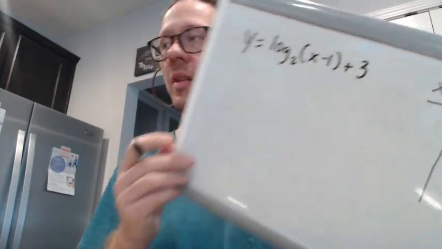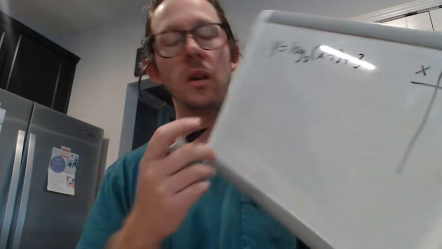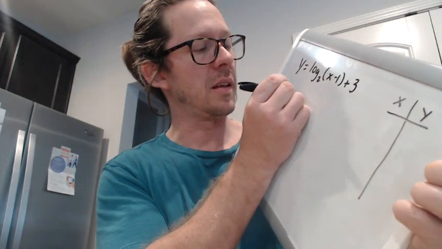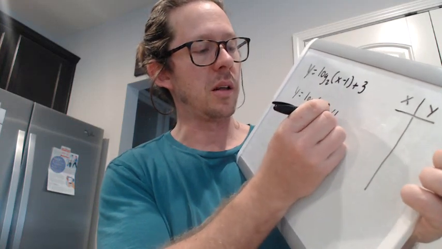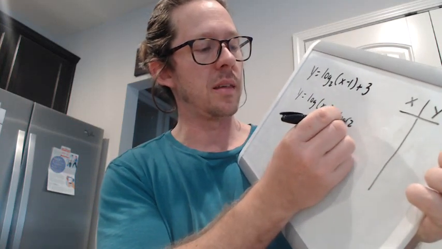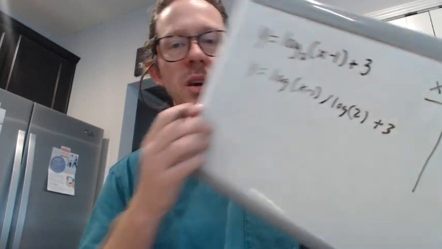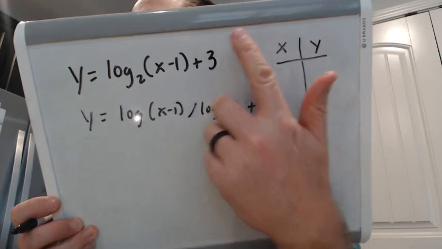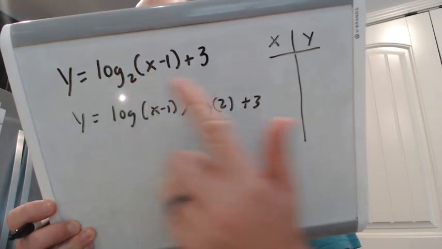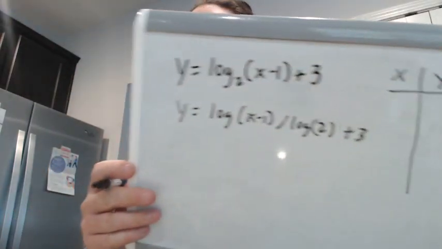First off, if you wanted to put this in your calculator, you'd have to do something like this. You'd have to say y equals log of the big part divided by log of the base plus 3. Remember, change of base says you got to do log of the big one over log of the small one, right? You could do that if you want to, but a couple different ways you could do this.